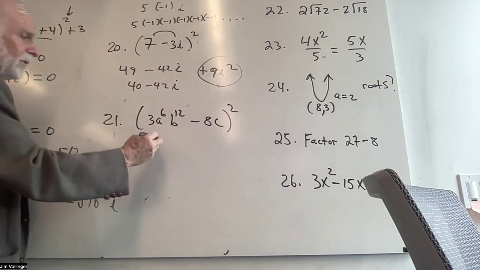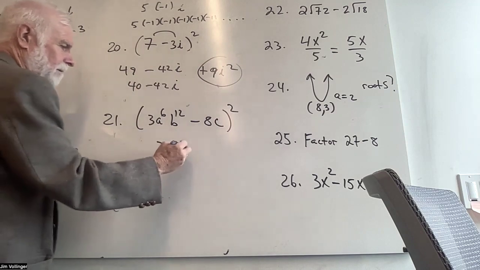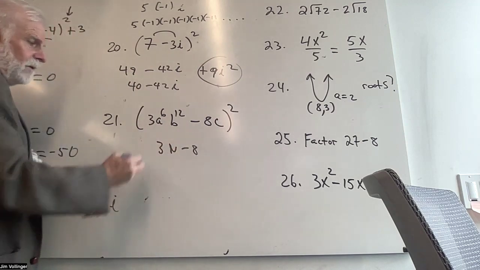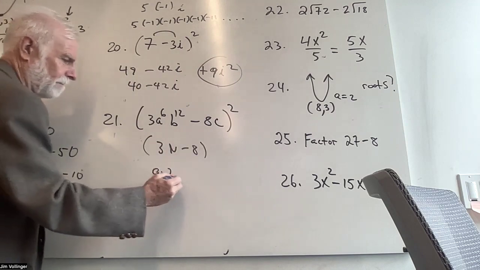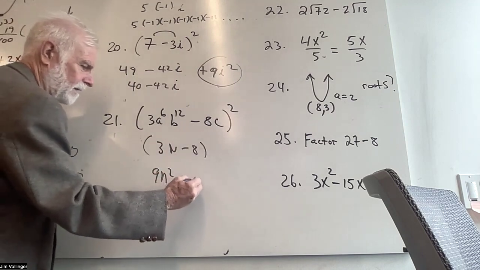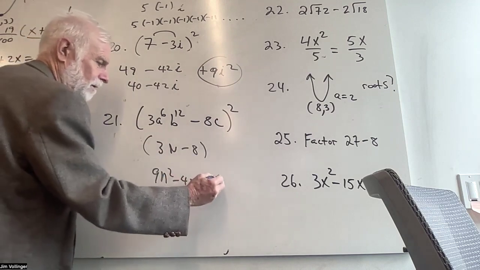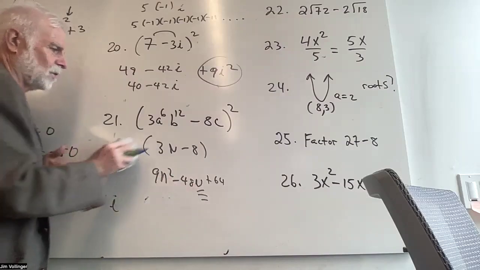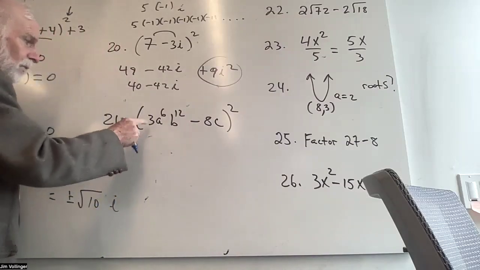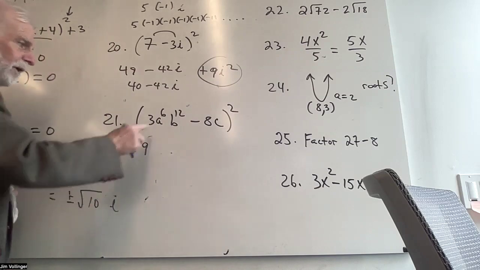Doing the same thing here, but think of this as 3n minus 8. What if I squared that? I'd get 9n squared minus 48n plus 64. That didn't change. The exponent didn't change here at all. So what are we going to get with this problem? We're going to square the 3. Don't forget to do that.